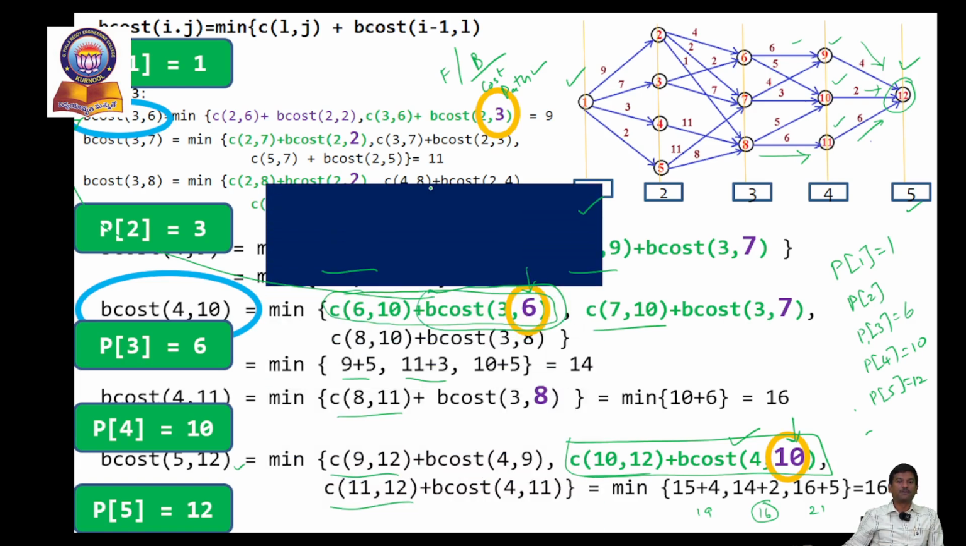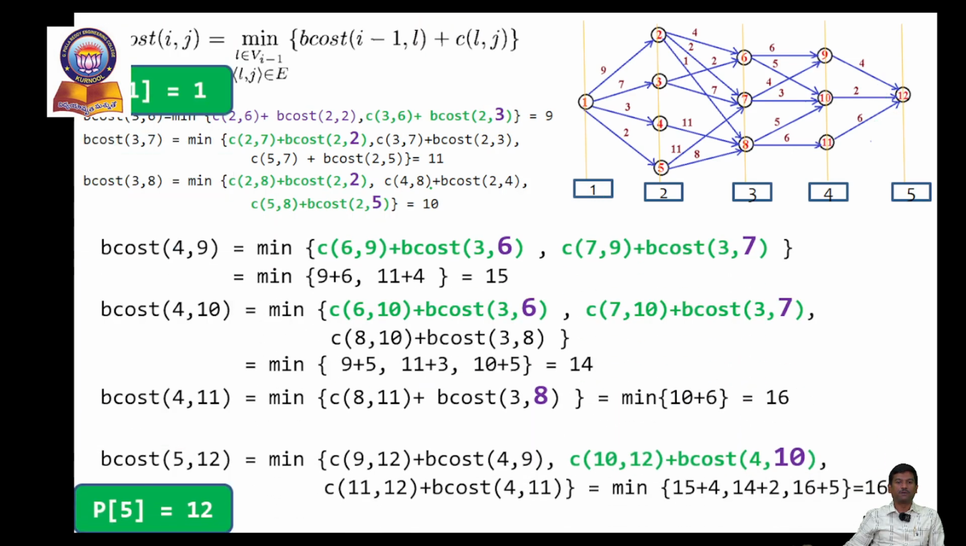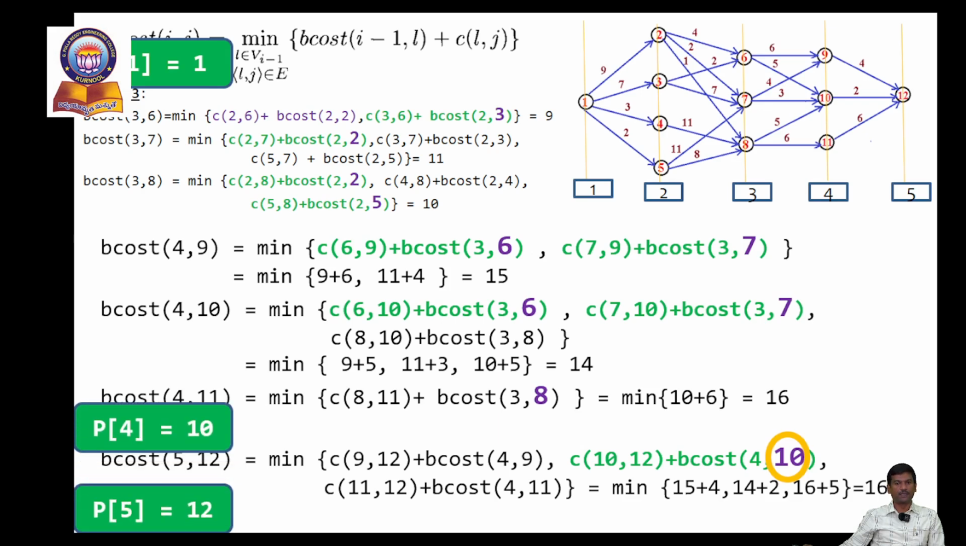So this is your final solution. From 1 we can reach 3, from 3 we can reach 6, from 6 we can reach 10, and the destination vertex that is 12, with the minimum cost equal to 16. This is one of the solutions, that is path 1. And in your next path, what does it mean? We are already aware of P of 5 and P of 1, that is P of 1 equal to 1, P of 5 equal to 5, and similarly at your last stage, B cost of 5 comma 12, we have identified the minimum and its respective vertex, that is 10, P of 4 equal to 10, the same process.